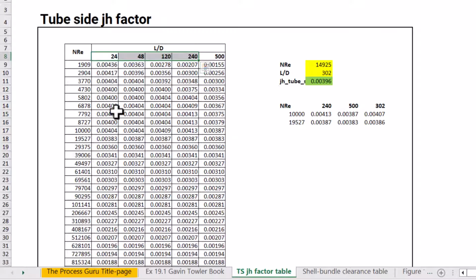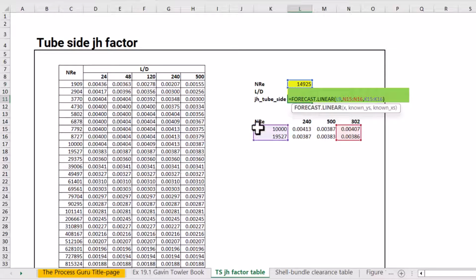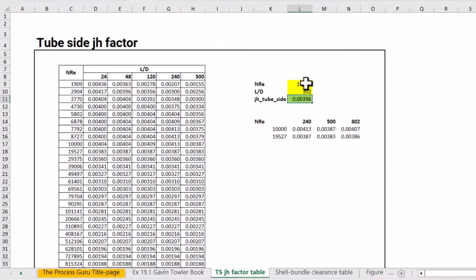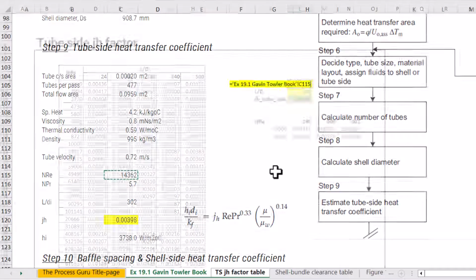value of the JH factor? So here again, we have a very similar kind of table. We need to plug in the Reynolds number and L by D value, and this would calculate the JH tube side. The JH factor would be calculated. So Reynolds number. Let me link this with our calculation sheet. So here I'm just in the calculation sheet.